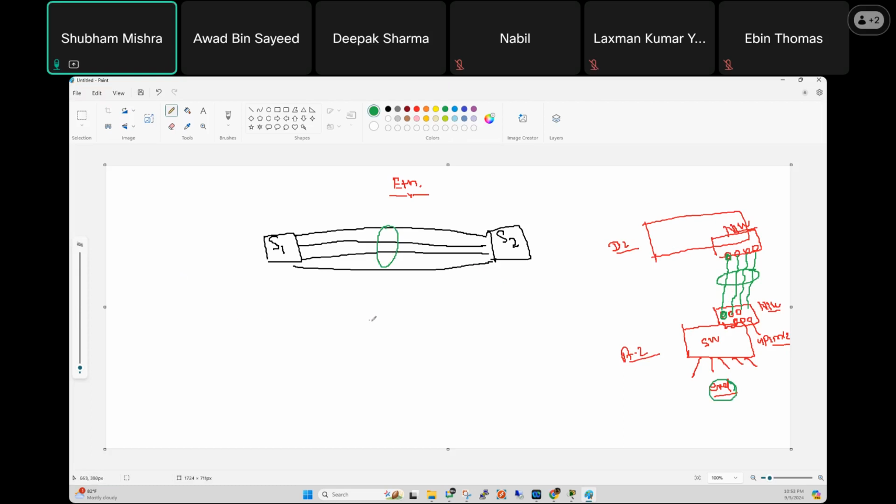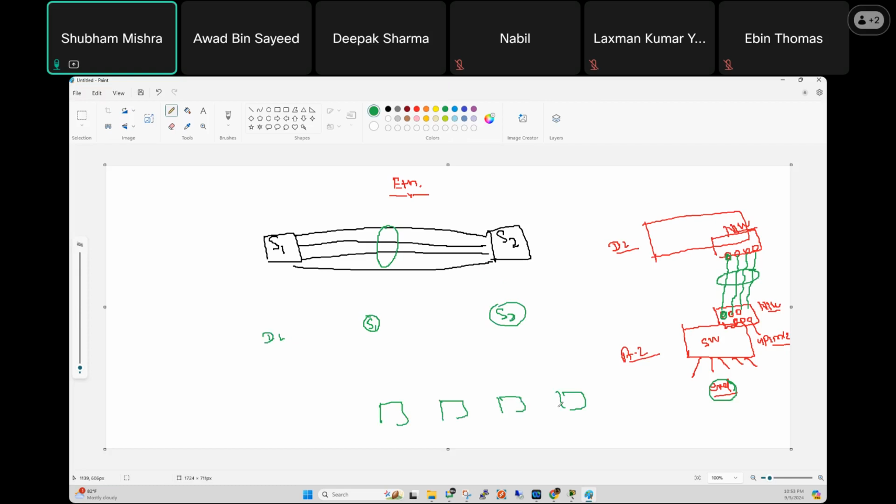For example, this is switch number 1. This is the L3 switch. Okay? Switch number 2. And these are the distribution layer switches. And let's suppose in this company there are multiple floors, and on each floor there are more than 200 users.